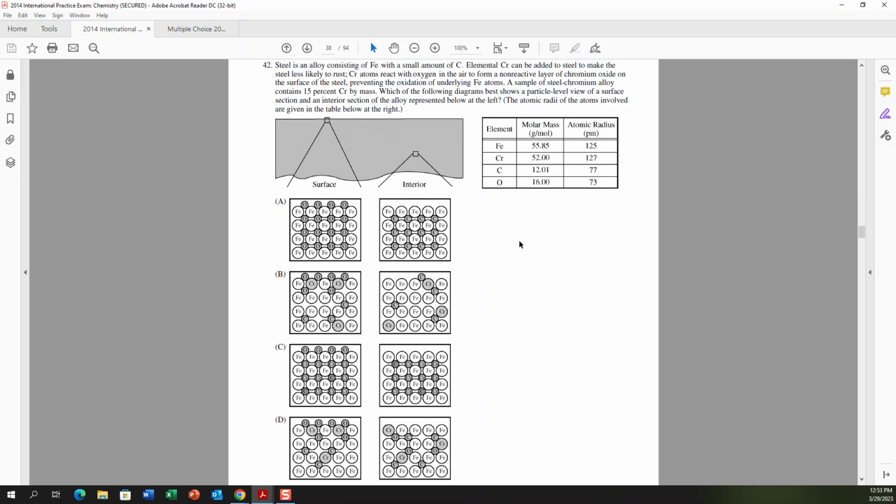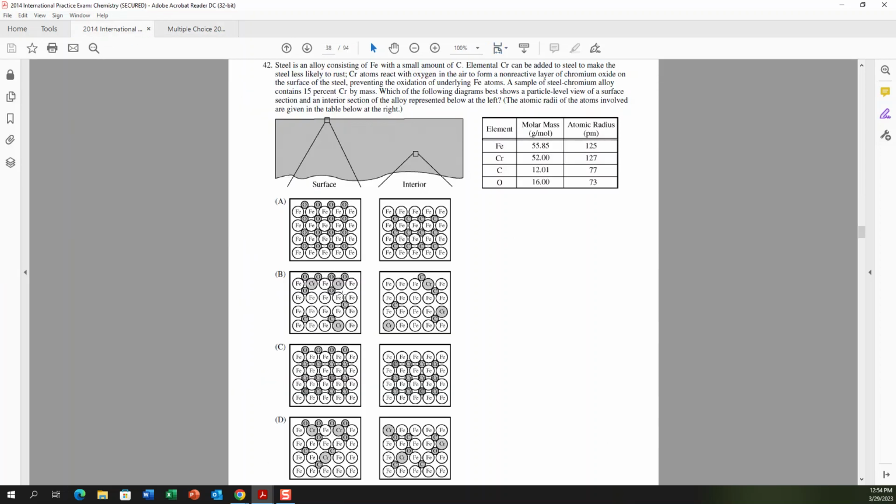So the chromium is going to be on the surface of the steel to oxidize with oxygen so that the iron doesn't oxidize with oxygen, right? And so they want us to be able to picture the surface of the alloy, and be able to picture the interior of the alloy.